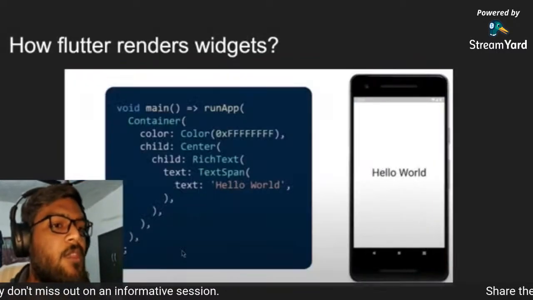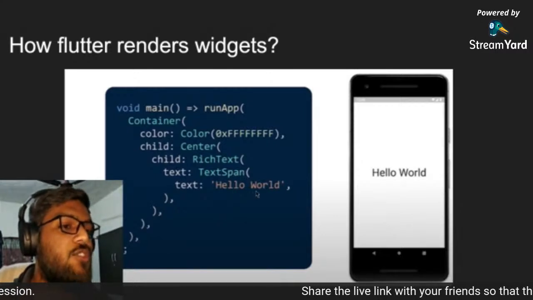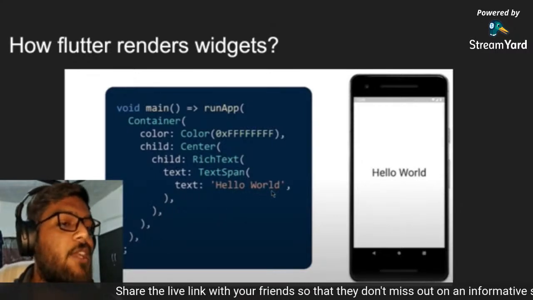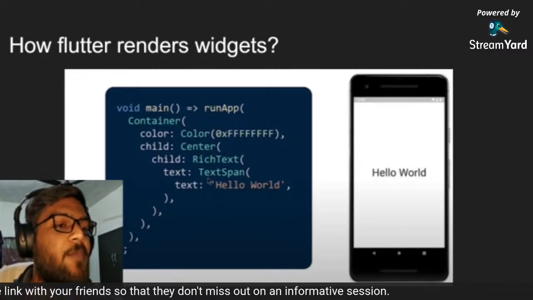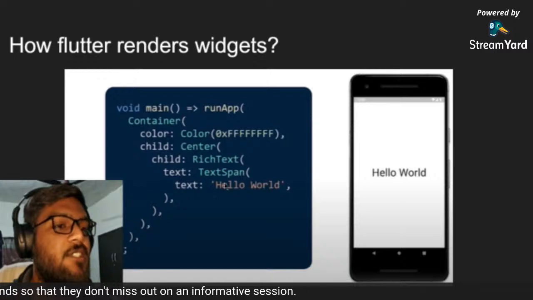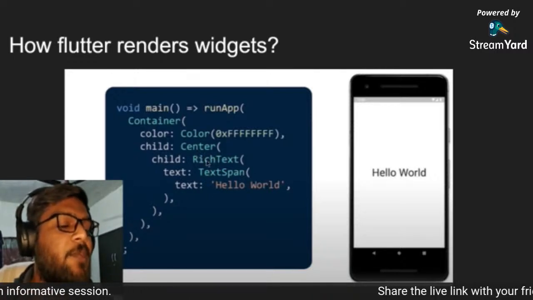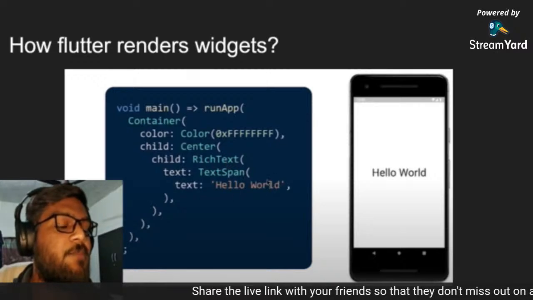Now, when we try to change this, for example, if in place of hello world, I type something else, what will take place is it will be redrawing the widget tree. The main widget which is changing, the text pane widget, will be changing, and the rest of the widgets, like the center widget and the rich text widget, will remain the same, but the text pane widget will be changing.